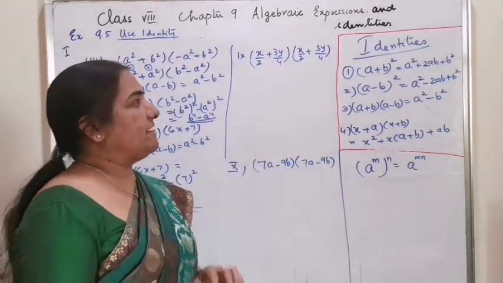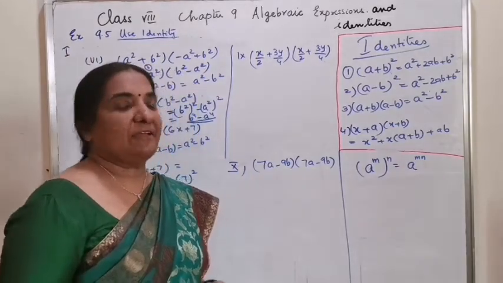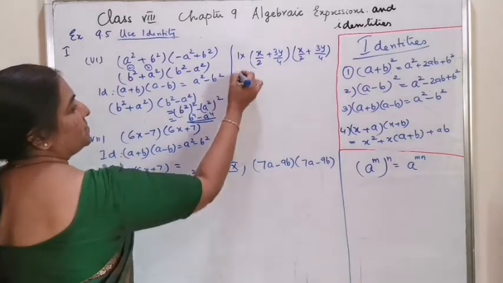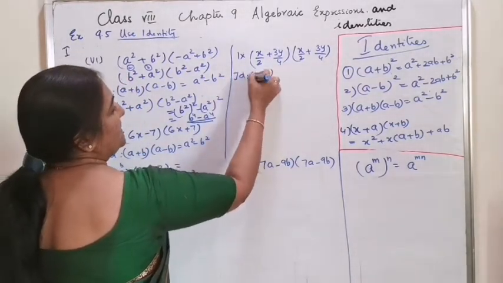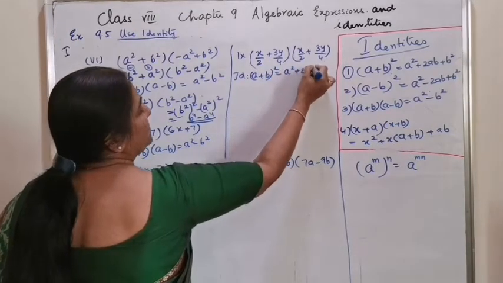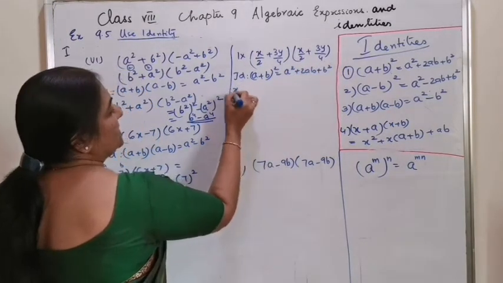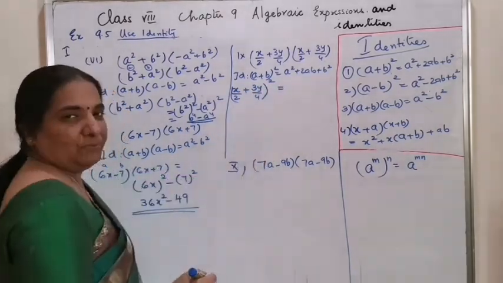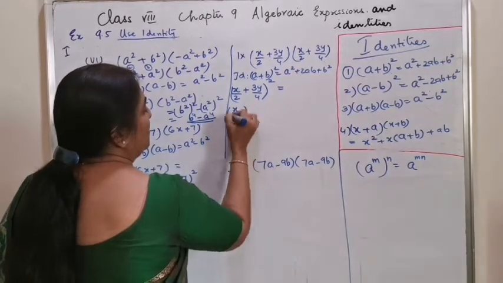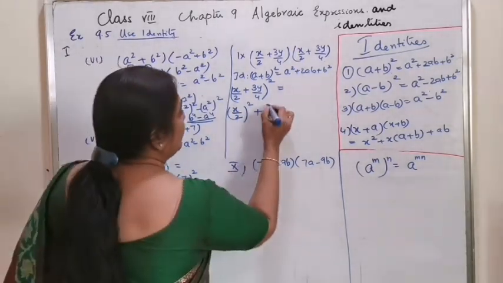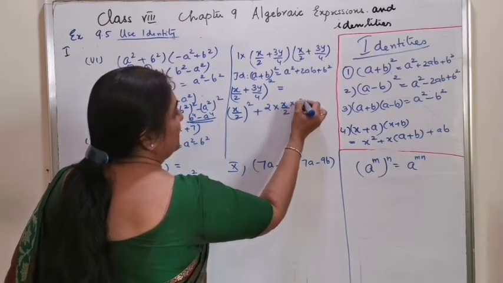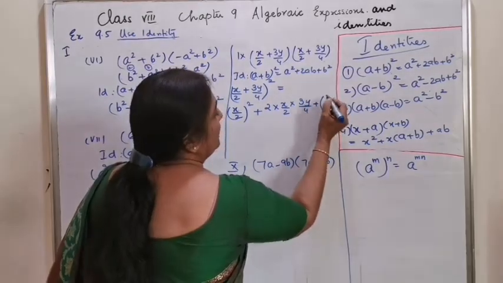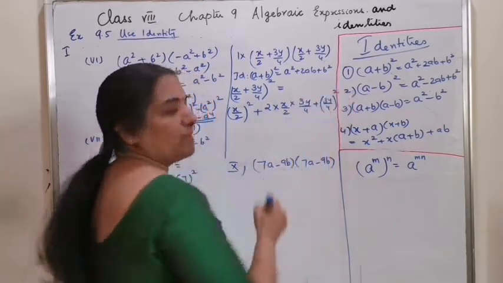Number 9. x by 2 plus 3y by 4 into x by 2 plus 3y by 4. It is of the identity (a plus b) the whole square. So identity (a plus b) the whole square is equal to a square plus 2ab plus b square. So what is the question? (x by 2 plus 3y by 4) the whole square is equal to (x by 2) the whole square, a square, plus 2 into x by 2 into 3y by 4 plus (3y by 4) the whole square.